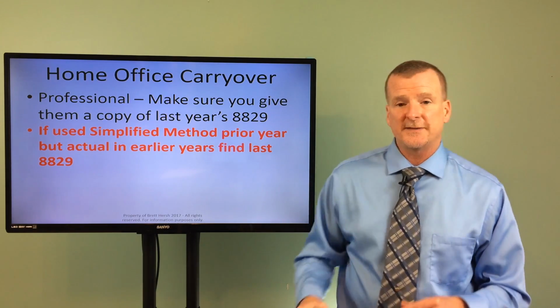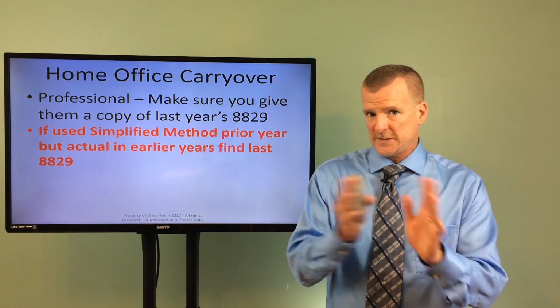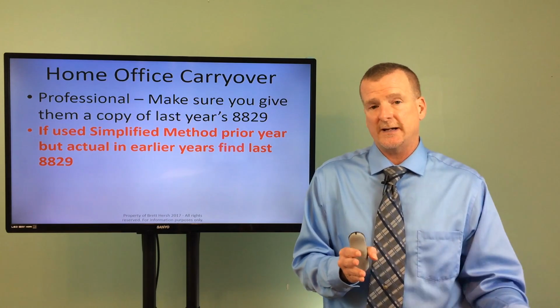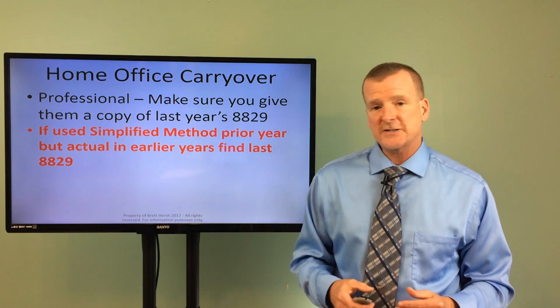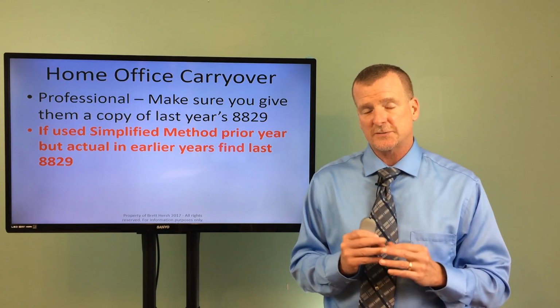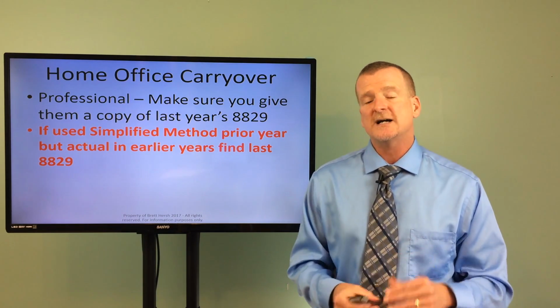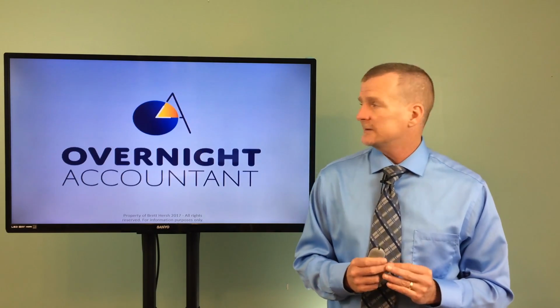If you used a simplified method in a prior year, because you could switch this, it could have been 2 years ago, you may still have a carryover from a previous year that's just hanging there. So find the last year's return or the previous year's return for the 8829. Same if you use software. Just make sure you don't lose that deduction.